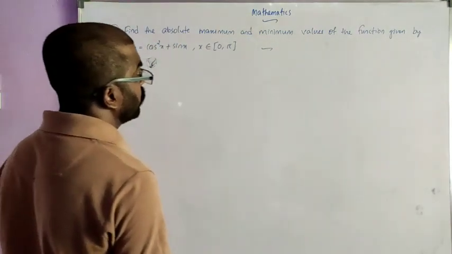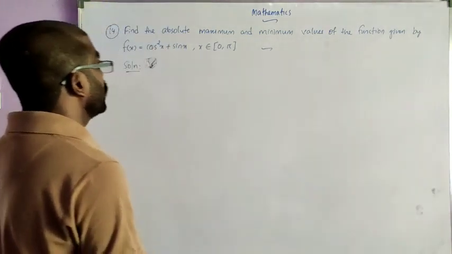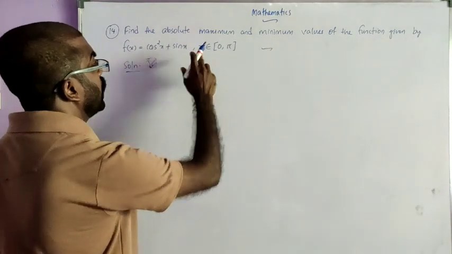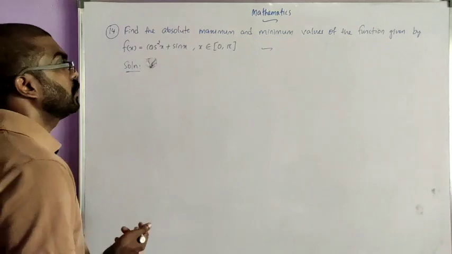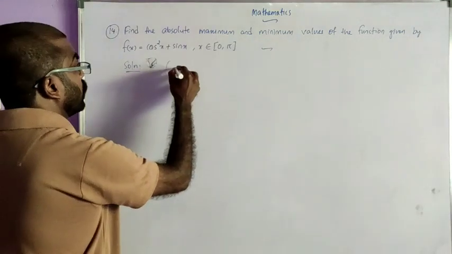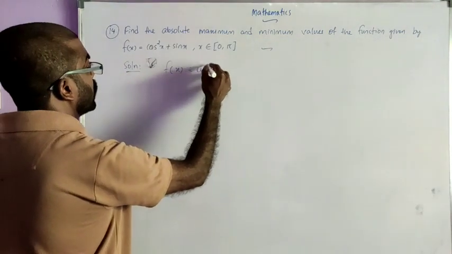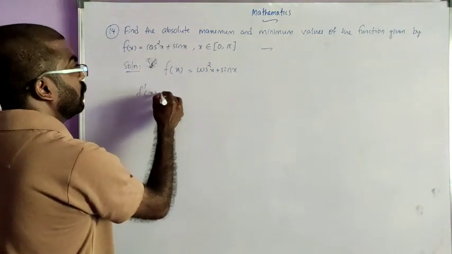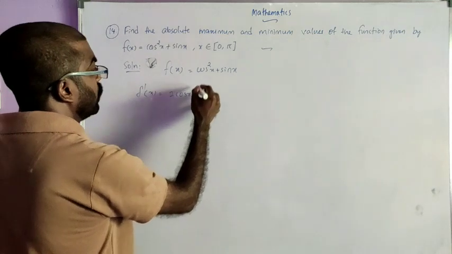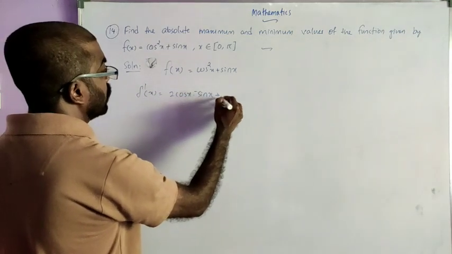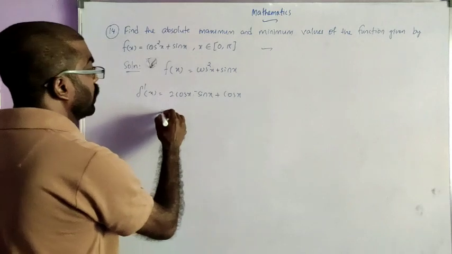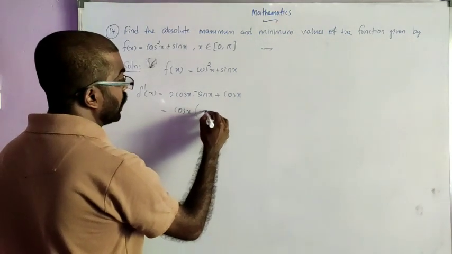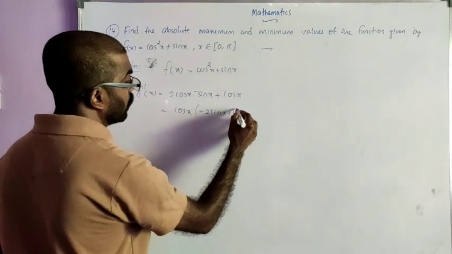Find the absolute maximum and minimum values of the function given by f of x equal to cos square x plus sin x, x belongs to the closed interval 0 to pi. So let us find the derivative first. f dash of x is equal to 2 cos x into the derivative of cos x, minus sin x, plus the derivative of sin x, cos x. From this we can take one cos x common. So cos x into minus 2 sin x plus 1.